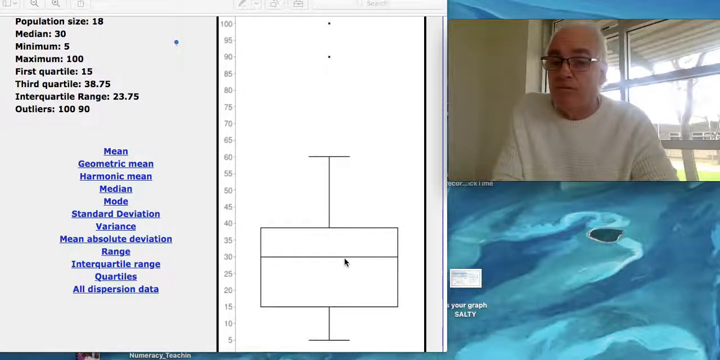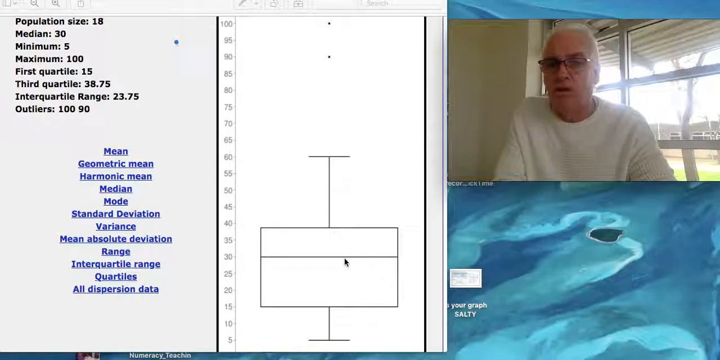Now, you may have heard of median in terms of a median strip, which you would find on the middle of a road. So the terminology means the same. Median, the middle, 50% of our scores.